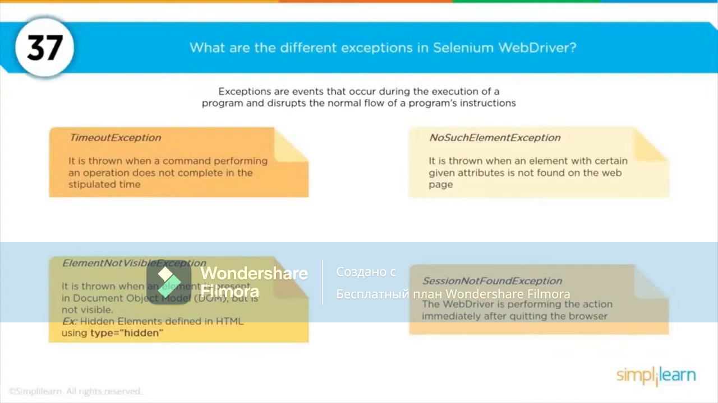So it's useful to remember that an exception is an event that occurs during the execution of a program that disrupts the normal flow of that program's instructions. And so we have 4. We have a timeout exception, an element not visible exception, no such element exception, and so on. Each of these are the 4 different types of exceptions that can be thrown when using the Selenium WebDriver.